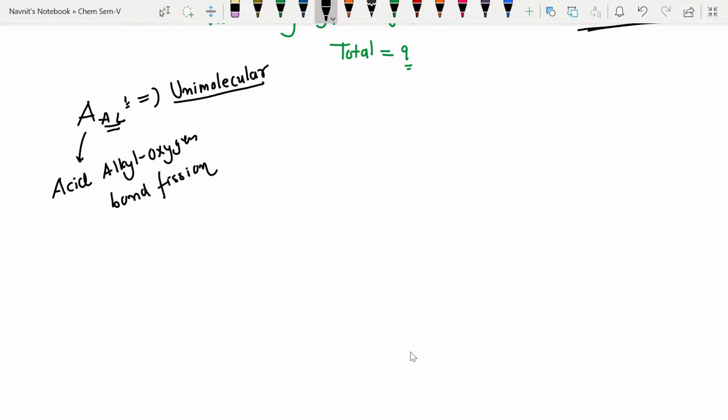Whenever a unimolecular reaction is there, it always proceeds through a stable intermediate in organic chemistry, in most reactions. So the AAL1 mechanism we are going to explain through an ester like tertiary butyl benzoate. So this is known as tertiary butyl benzoate.